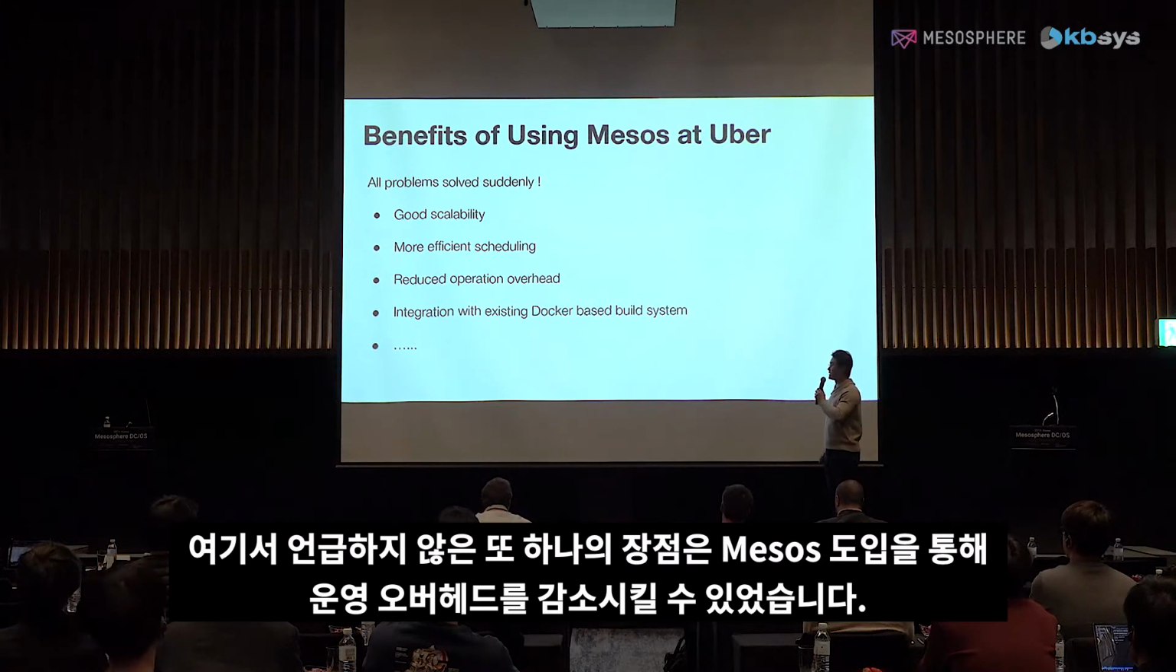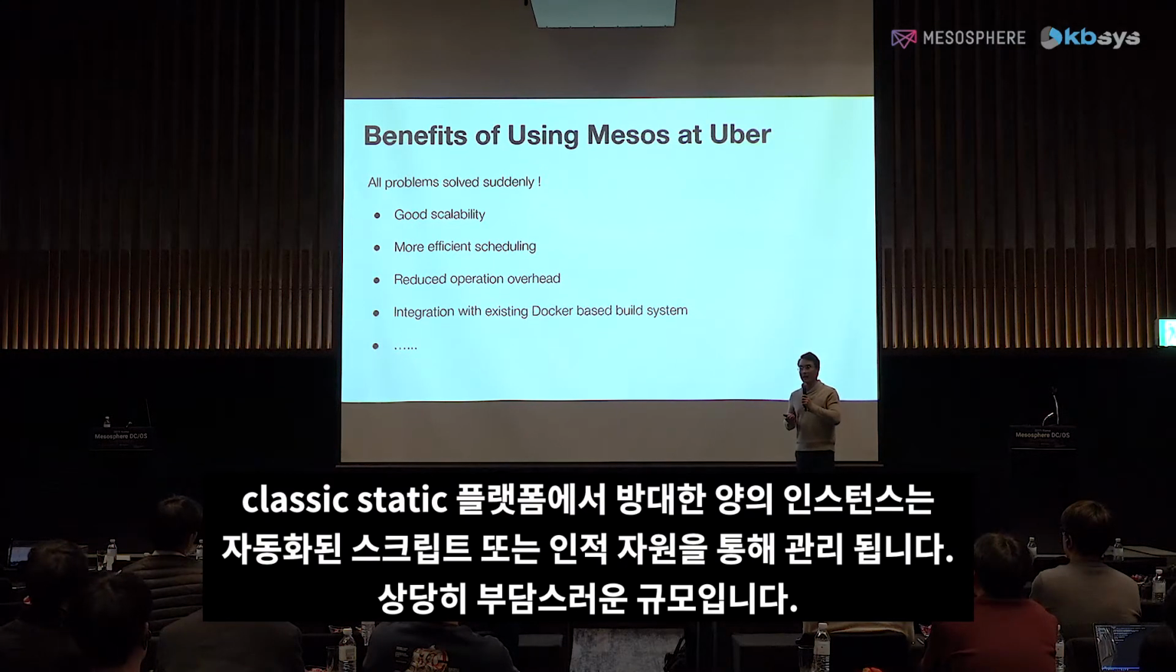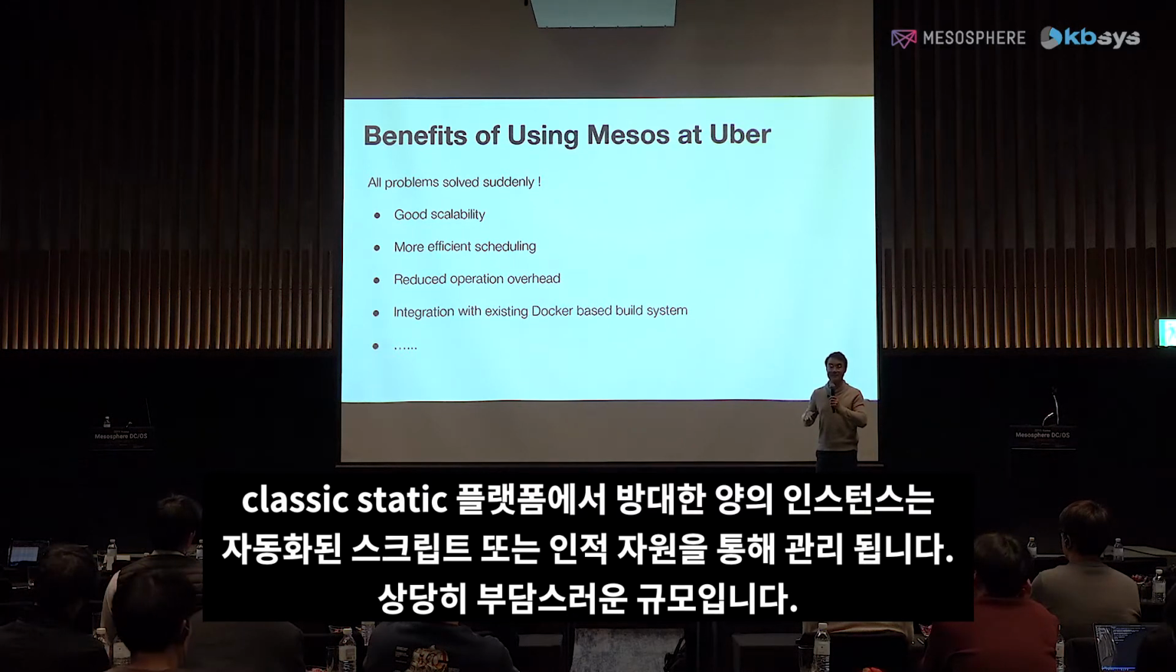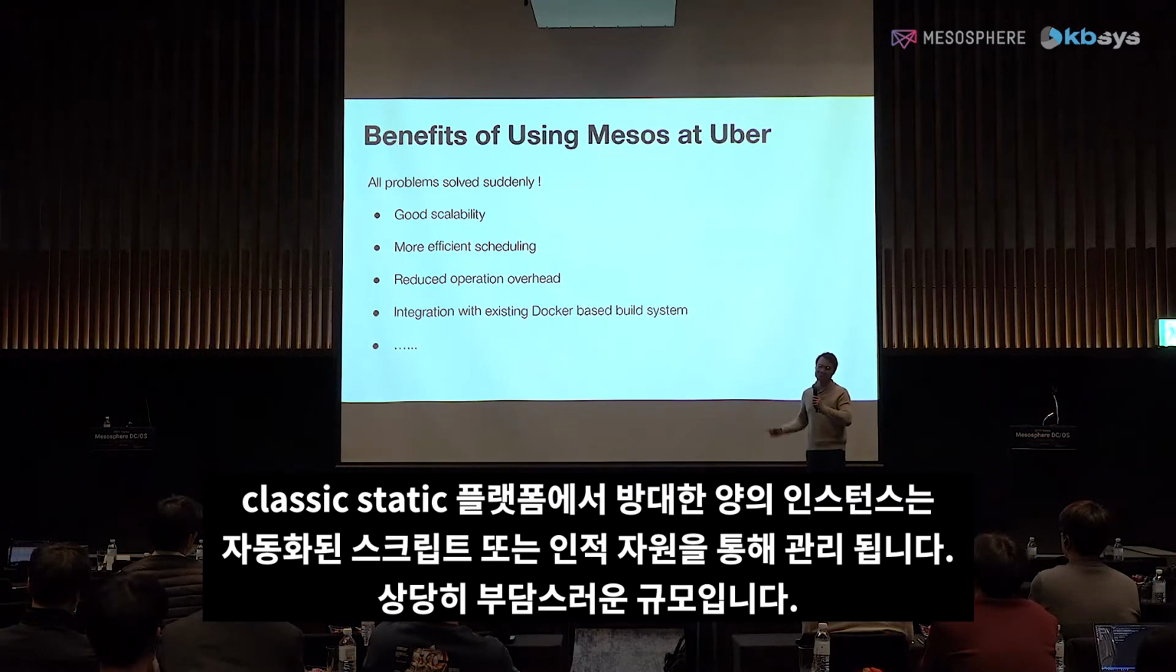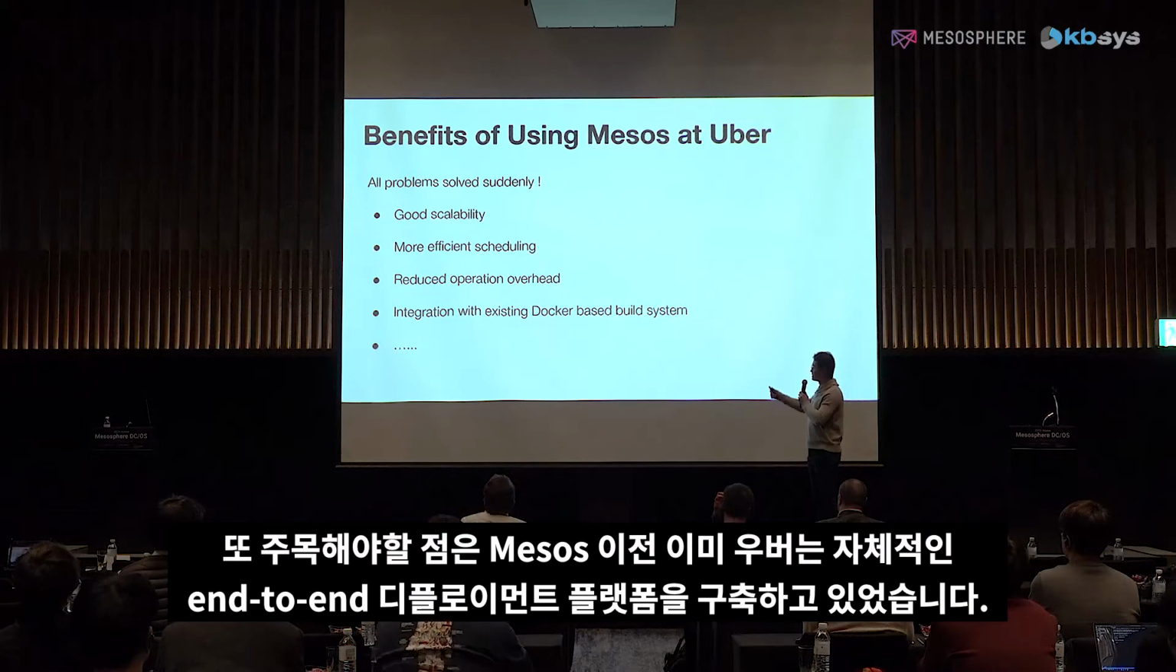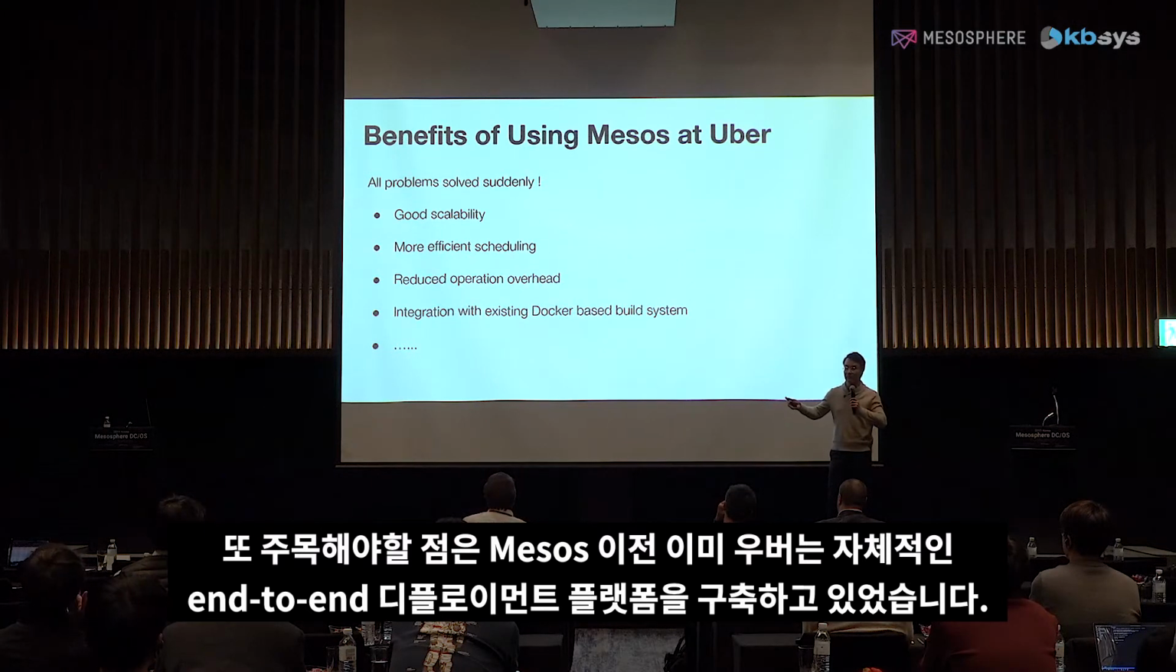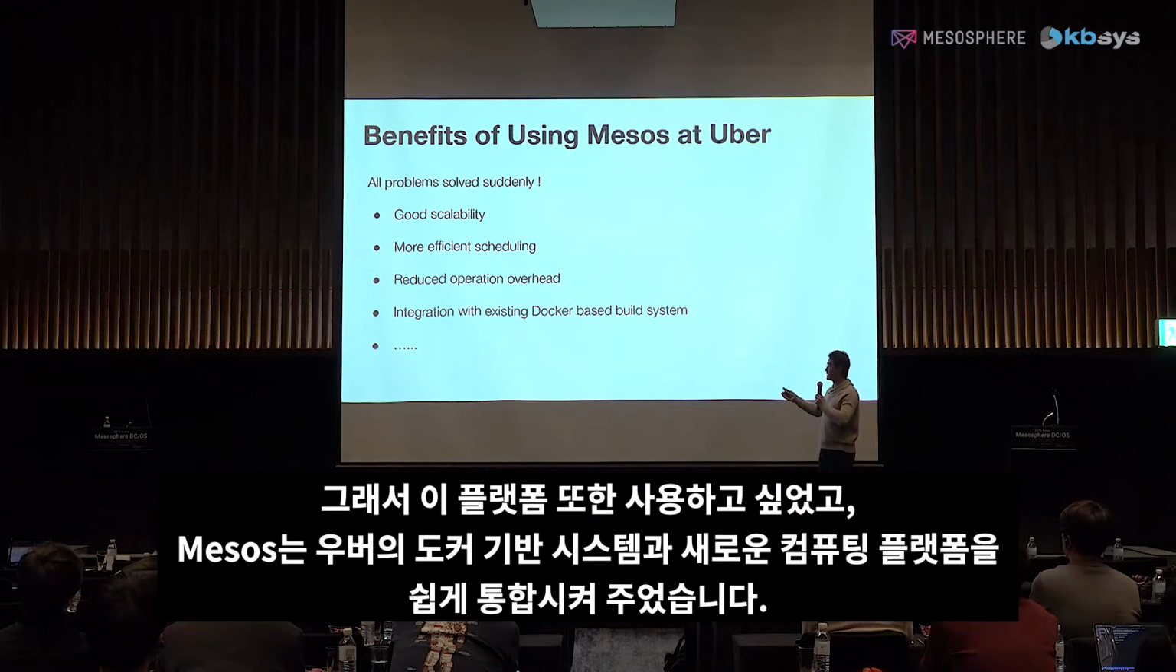Another interesting point, hidden behind the scenes, is that adopting Mesos helped us reduce the operation overhead. If you think about how I described that we manage the instances underneath our classic static compute platforms, all those nitty-gritty instance management tasks are either done by partially automated scripts or just by human beings, which is pretty operationally heavy. Another interesting point is that prior to adopting Mesos, Uber already had an end-to-end build deployment platform, so we wanted to leverage that platform. Adopting Mesos made it pretty easy for us to integrate our existing Docker-based build system with the new compute platform.